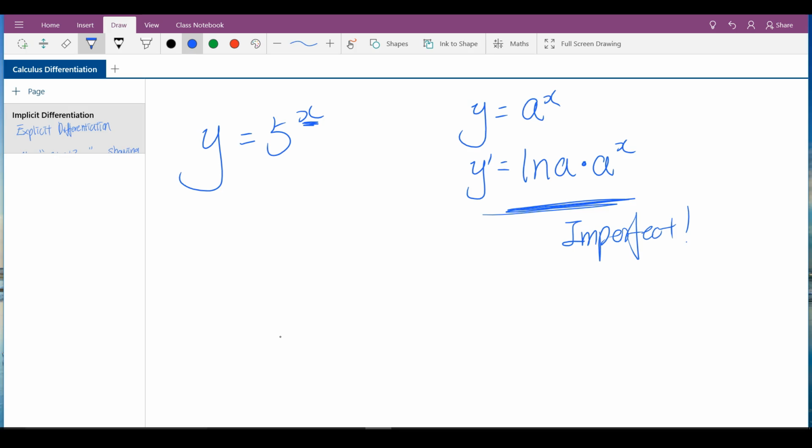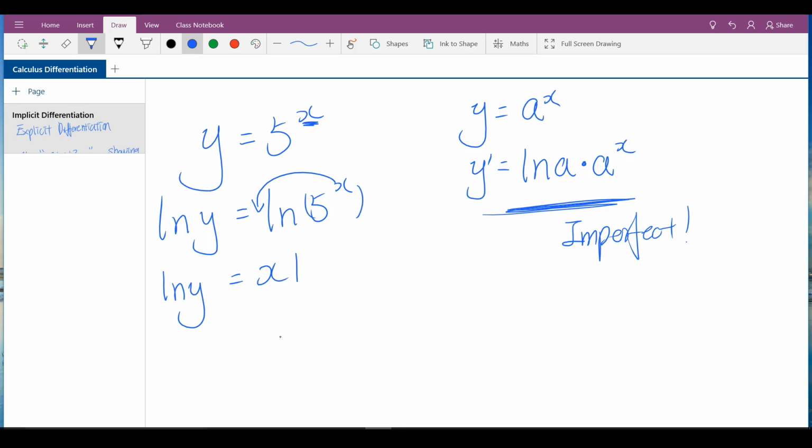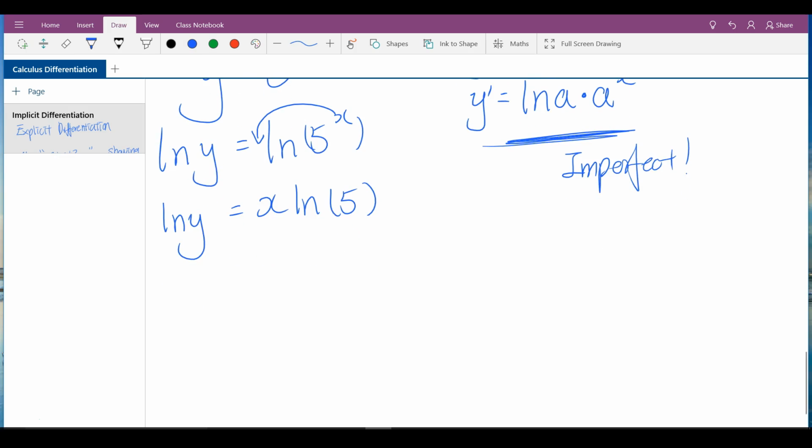Alright? So I would think about ln or log e. Or any log base. Or we just choose e because we know the derivative of that. Okay, so let's go ln both sides. Yeah? Now, with the index law, we know that we can bring the power to the front. Right, like that. Right? Now, this is where we differentiate both sides with respect to x.